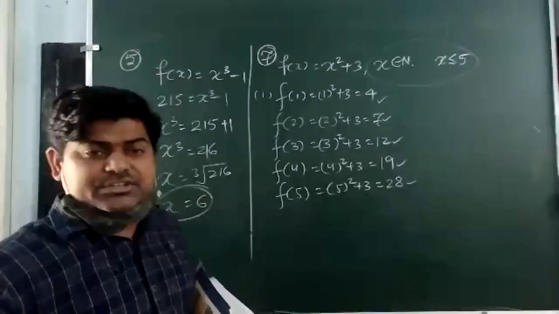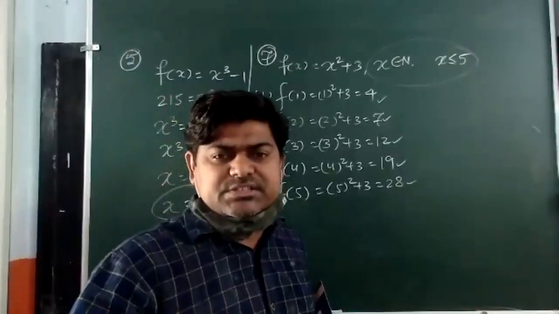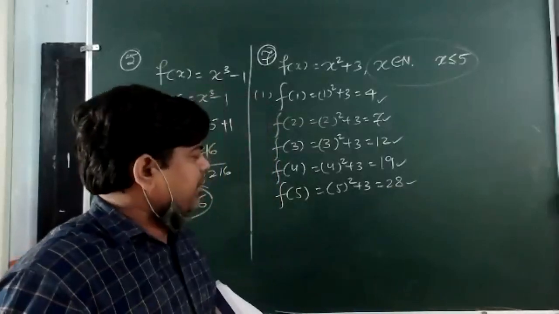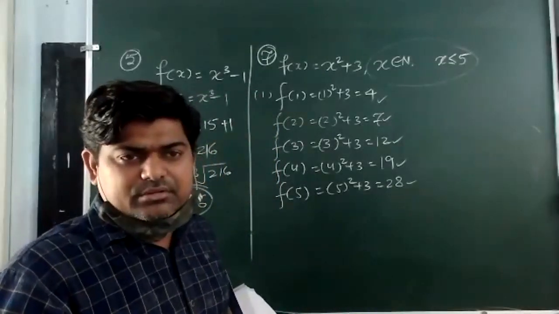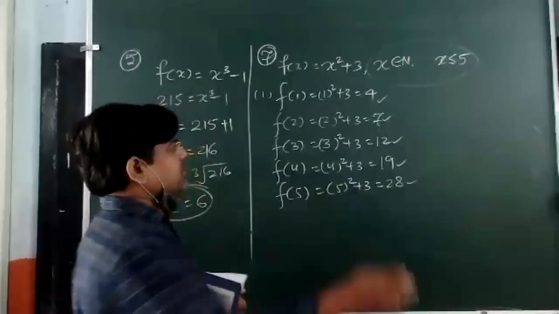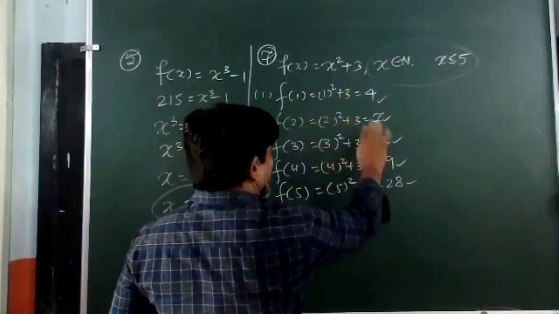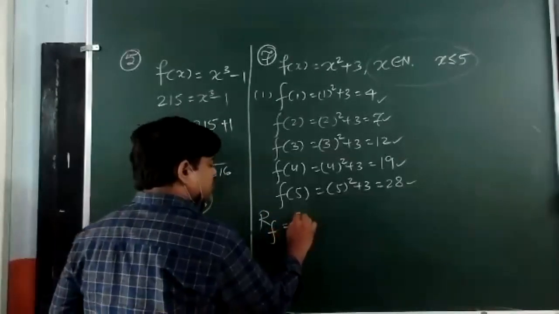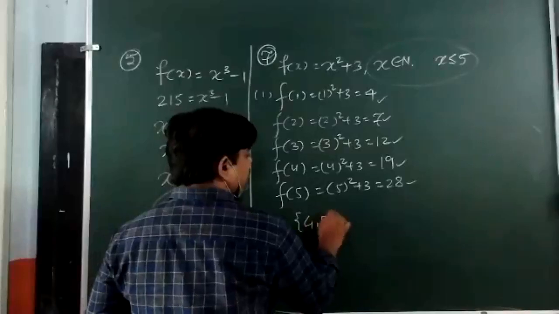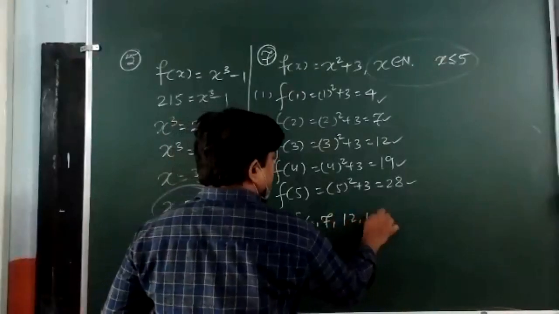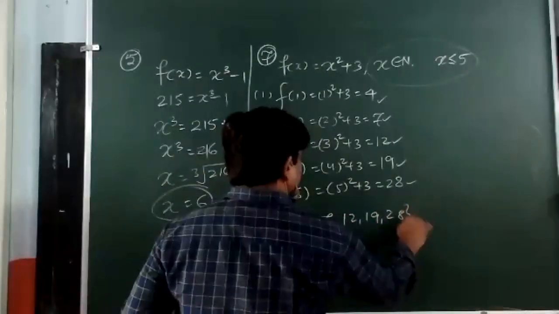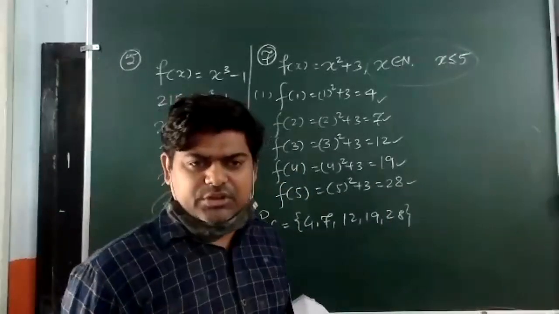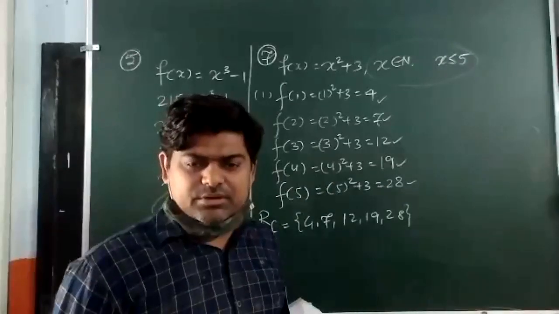When I write this f in roster form, then the second elements of this f will be 4, 7, 12, 19 and 28. Once again you can check whether 1 and 2, I think all are correct. So what can I write? Range of f is equal to 4, 7, 12, 19 and 28. There is no problem. Does anyone have any doubt here?